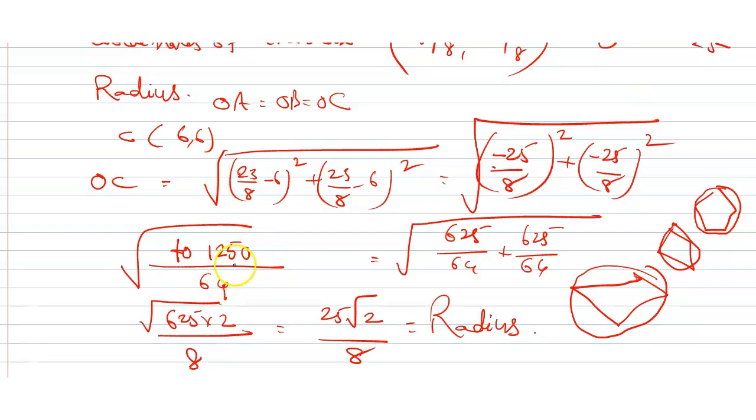Okay. Then when it is a circle circumscribed, all the vertices lying on the circle's circumference, then distance from any point on the circumference of the circle to the center is always equal. This is a simple concept in this problem.